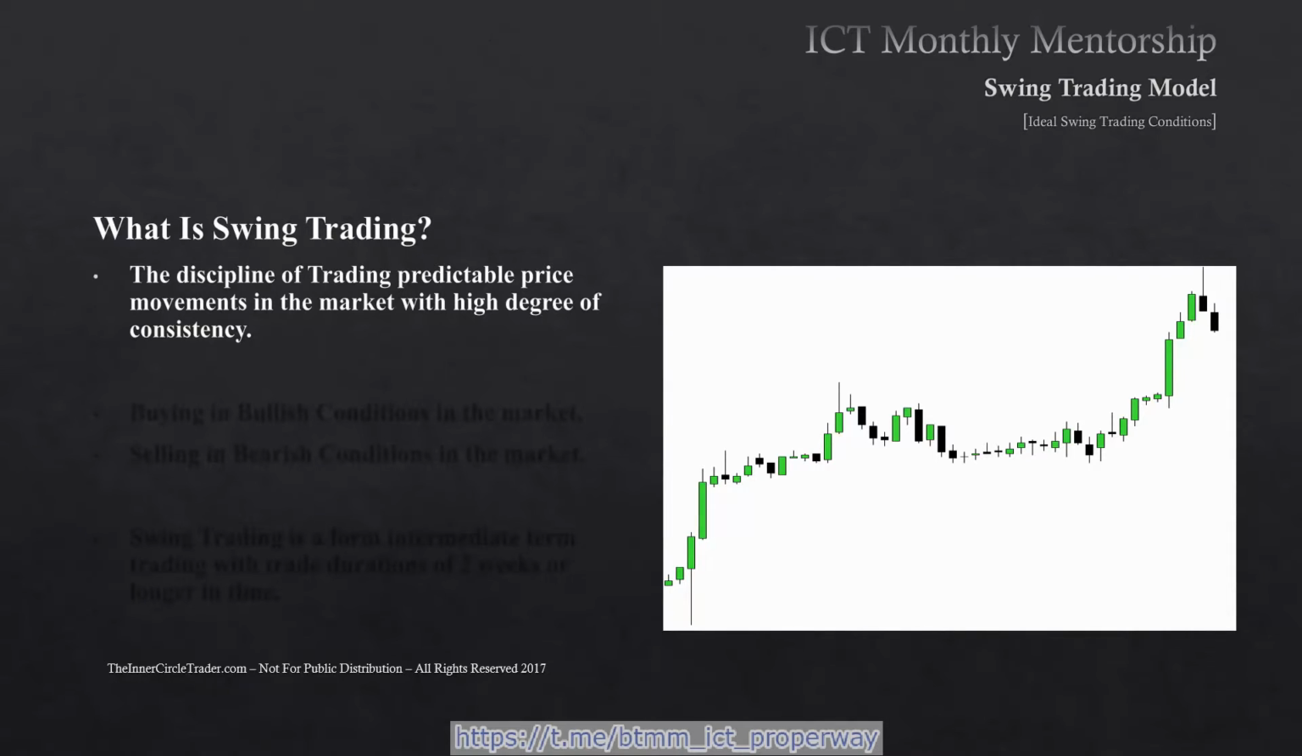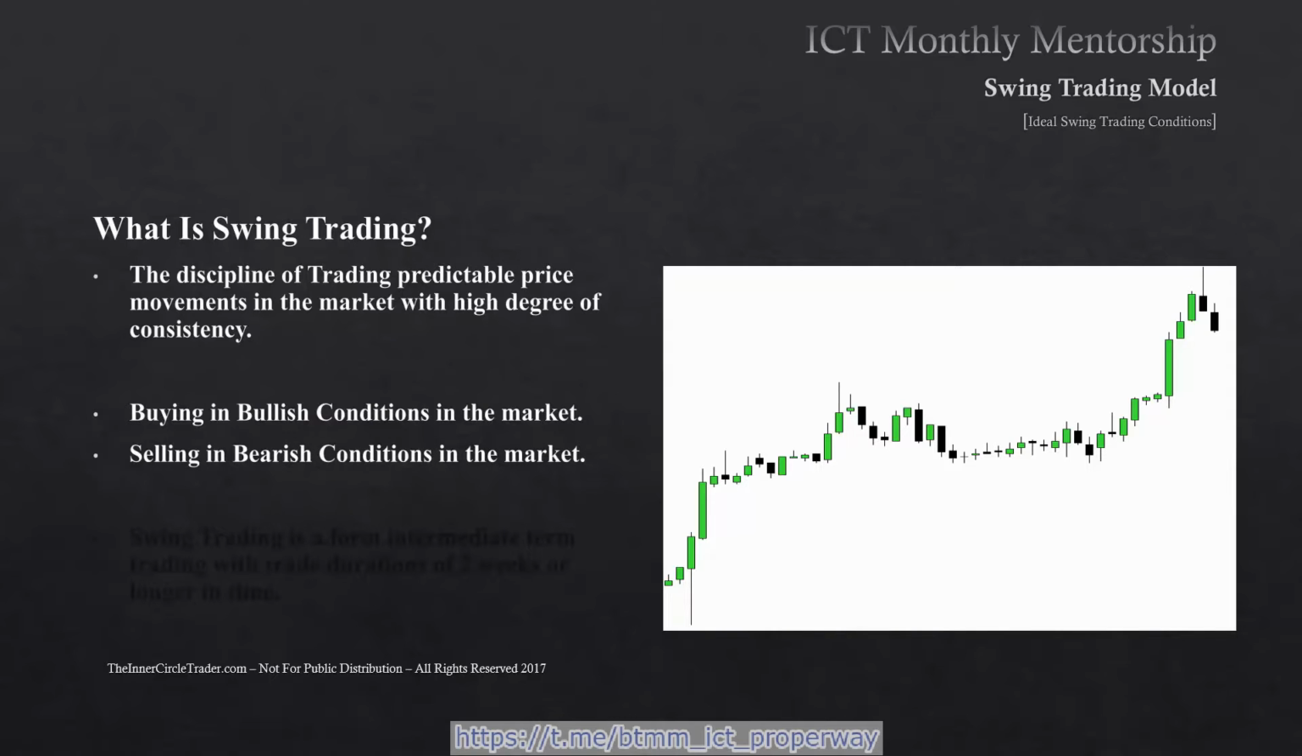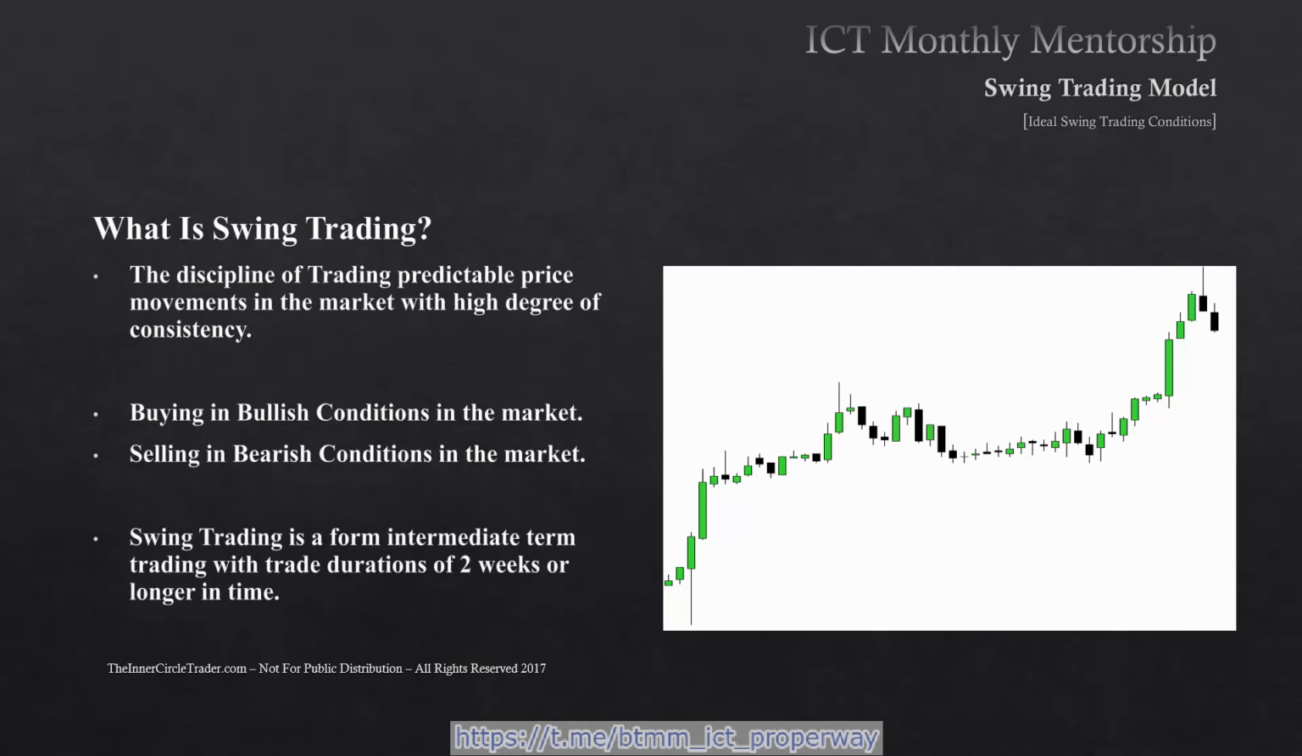It's going to be the discipline of trading predictable price movements in the market with a high degree of consistency. We'll be buying when it's in bullish conditions in the marketplace, selling short in bearish conditions in the marketplace. And swing trading is a form of intermediate term trading with trade durations of 2 weeks or longer in time.